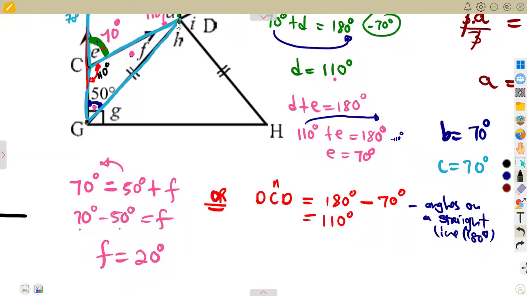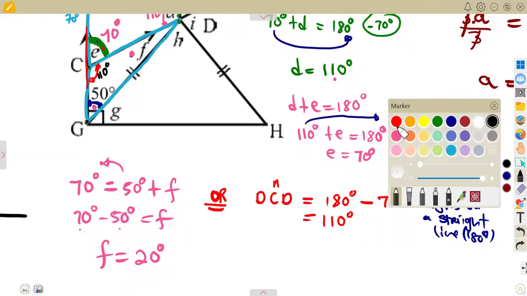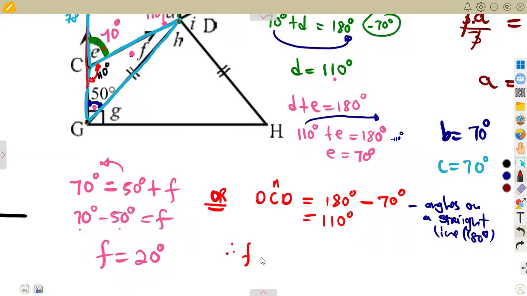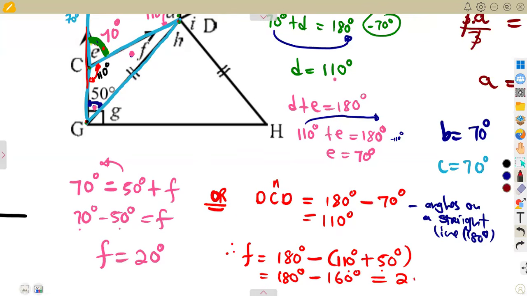Okay, so how can we calculate angle F now? CDG is a triangle, and we know that angles in a triangle add up to 180 degrees. So therefore, our angle F will be 180 degrees minus these two angles inside of the triangle. We are now using the concept of angles inside a triangle. So it will be 180 degrees minus 110 plus 50, that's 160 degrees, which is equal to 20 degrees, which is the same as this one.